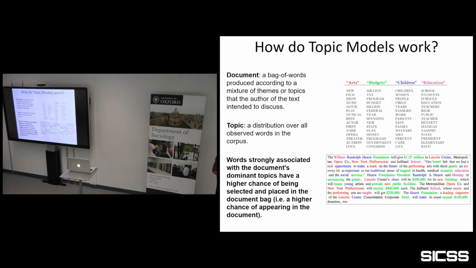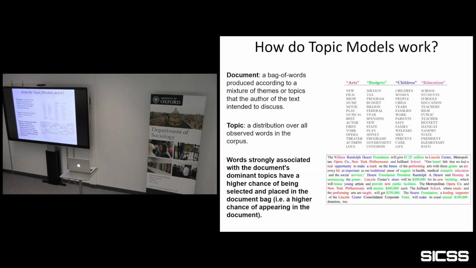Whereas the word "procedural" might have a low probability in an arts topic, but it would still be there. Every word in the corpus has a probability within every topic. It's just that some will have a very, very low probability within that topic, and some will have a high probability. Does that make sense? It's hard to wrap your mind around. It's been hard for me over the years to continually wrap my mind around.